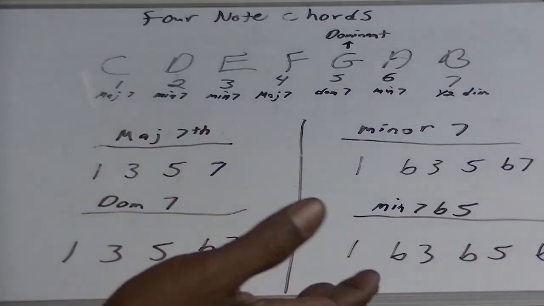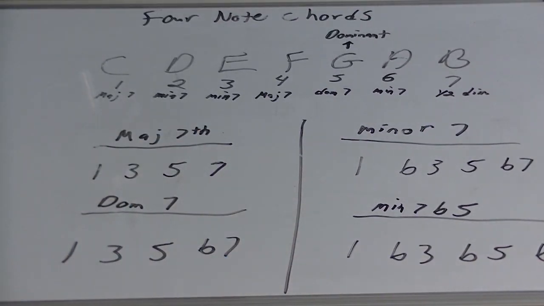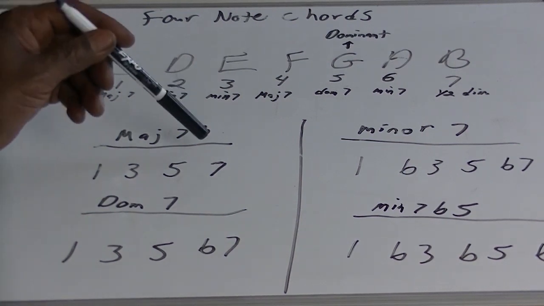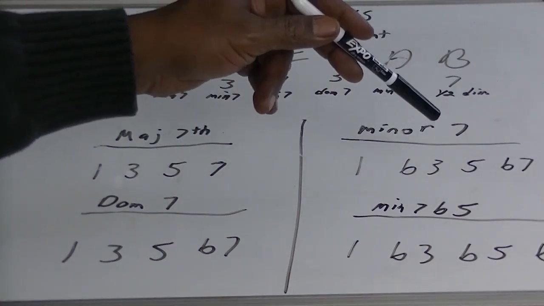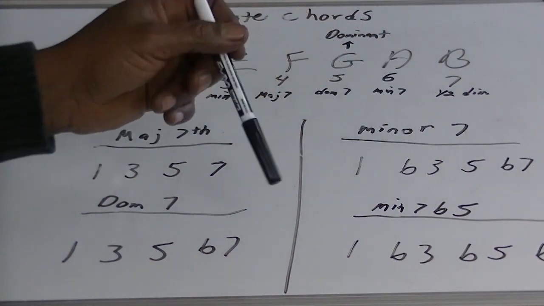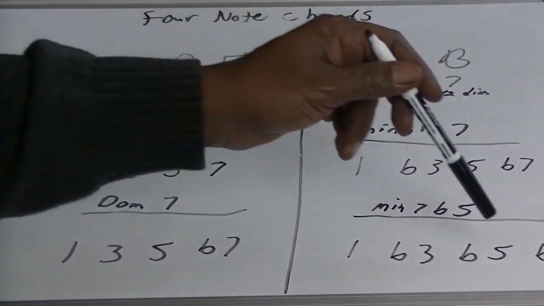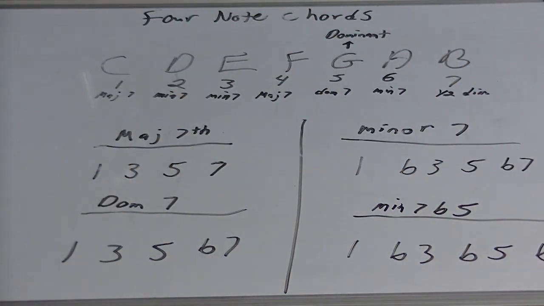So now we can see these chords side by side. And one observation that I can make is, with the exception of the major seventh chord, all these other chords contain the flatted seven. The differences between these chords are in the third and the fifth.